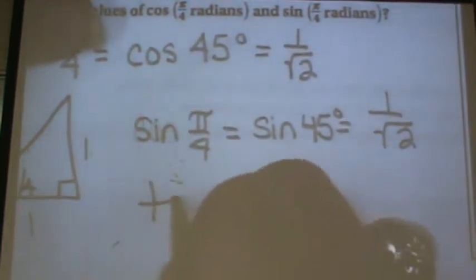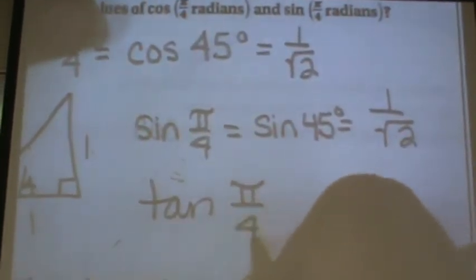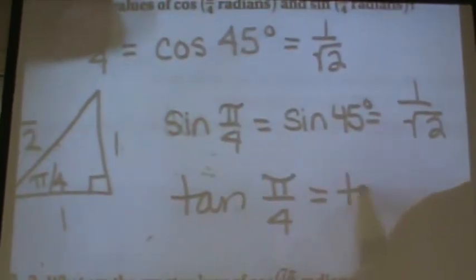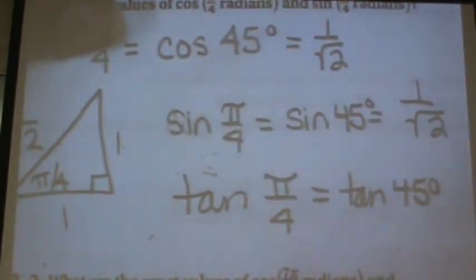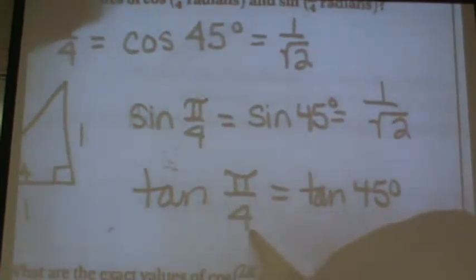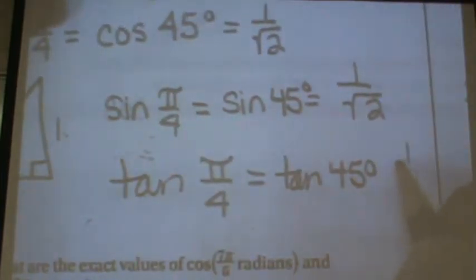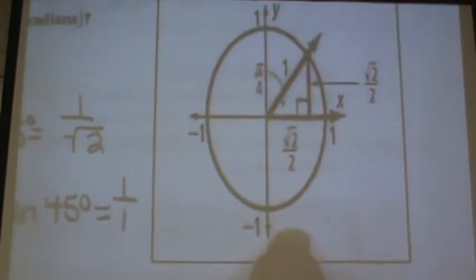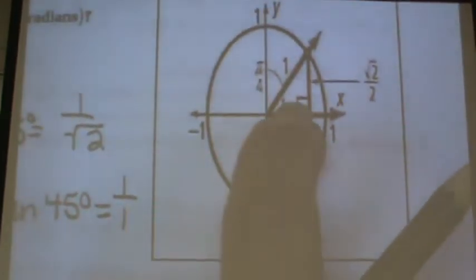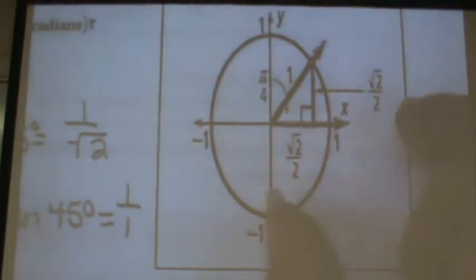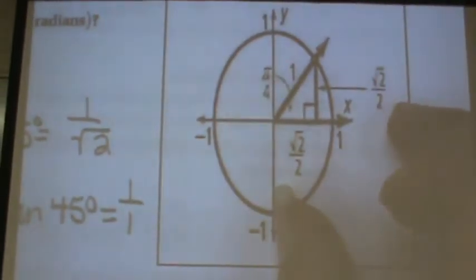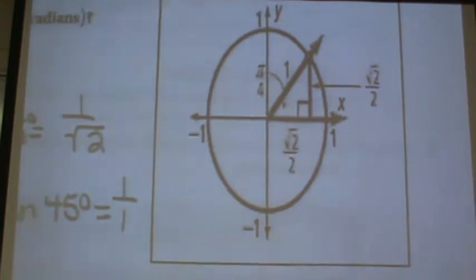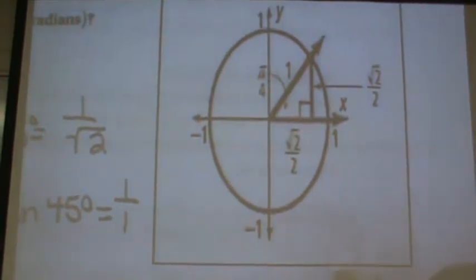And let's do tangent now. Tangent of pi over 4 is the same as the tangent of a 45-degree angle, and that would be what? Opposite over adjacent, 1/1. And here's the picture of it. It's hard to see, but that's a 45-degree angle. I think it's easier to do 1 over root 2.